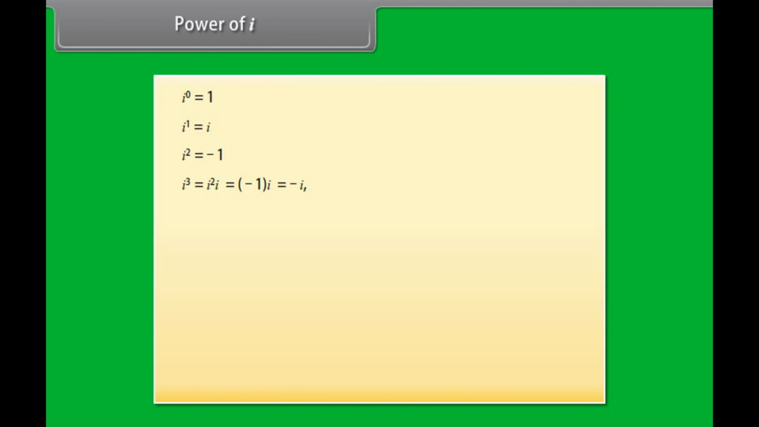Iota raised to the power 3 can also be written as iota square into iota. We know iota square is minus 1. We get minus iota. Similarly, iota raised to power 4 is equal to square of iota square, which is minus 1 square, equal to 1. Iota raised to power 5 is equal to square of iota square into iota, which is minus 1 square into iota, equal to iota.